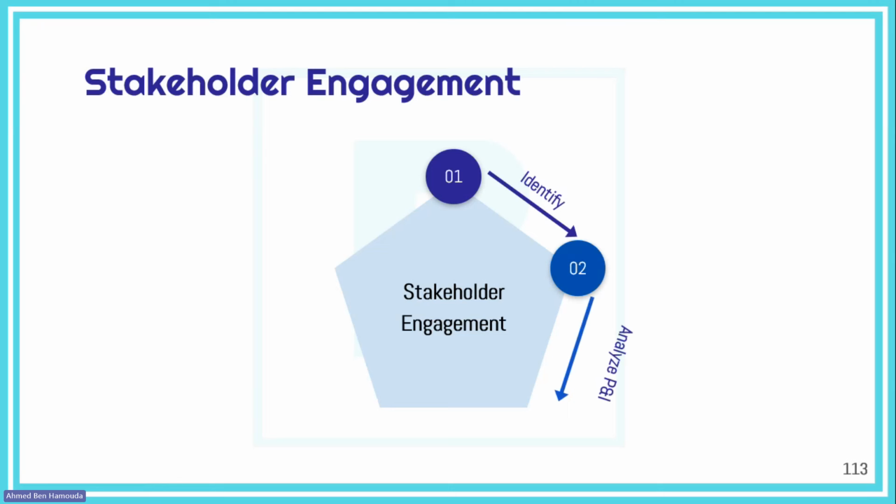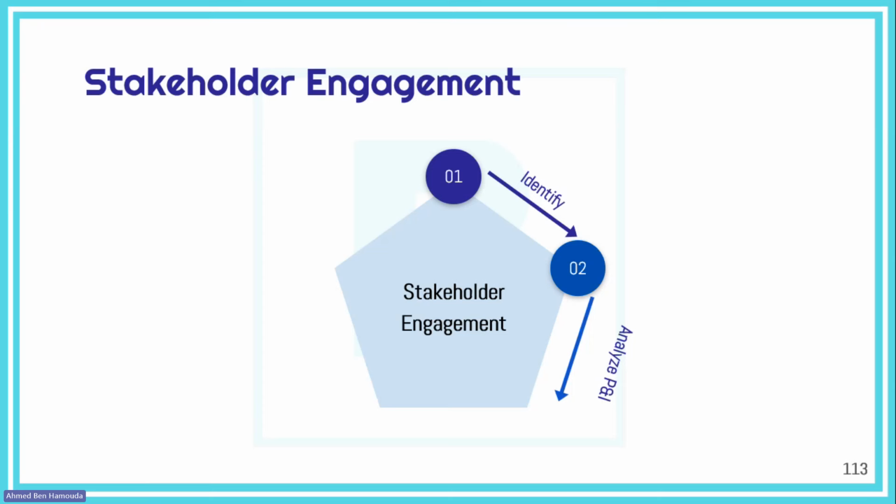Then you need to analyze the power and interest levels of each stakeholder in order to prioritize your stakeholders, because you will not deal with all of them with the same urgency or the same importance. It's not the same as dealing with a stakeholder of high power and high interest, and a stakeholder with low power and low interest. They will not have the same influence on the project.